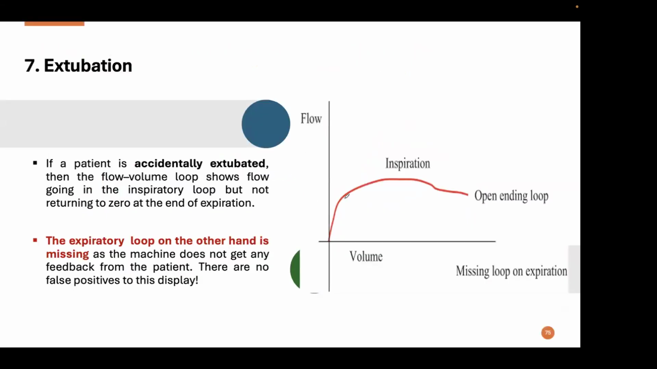Suddenly, if we see that the inspiration is finishing like this, there is no expiratory limb at all, that means the patient has accidentally extubated. So how can it help? Suppose the sister calls us that the patient is desaturating, and we have a doubt that the patient may have extubated. So instead of putting the laryngoscope inside or checking in different ways, by only looking at this flow volume loop, if we see this sort of a picture, we can be 100% sure that probably the patient is extubated. So these are different ways in which these graphics help us.